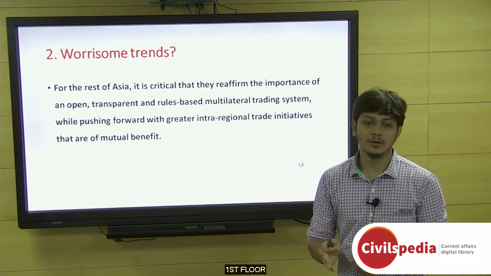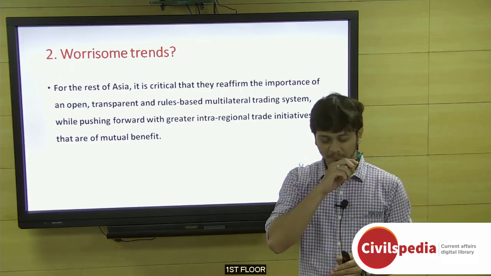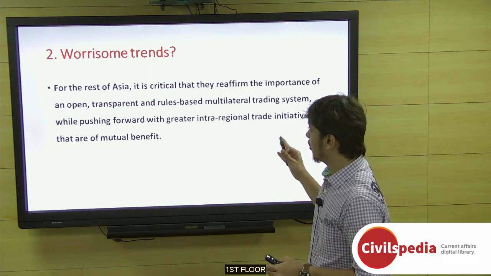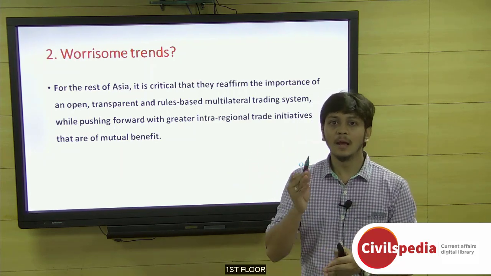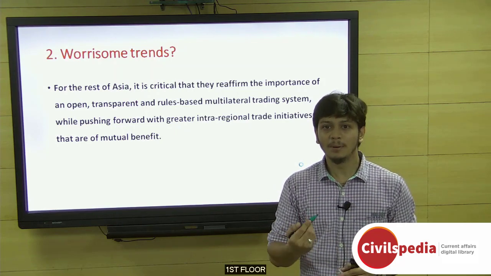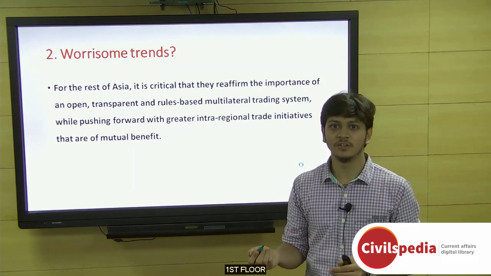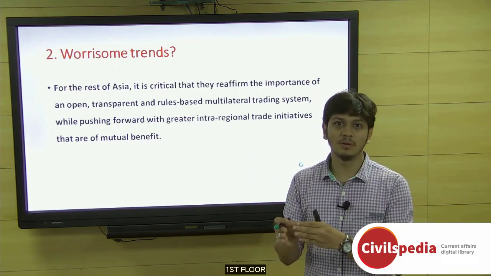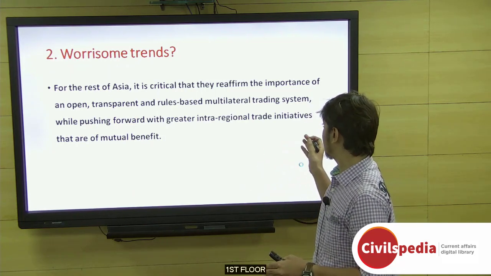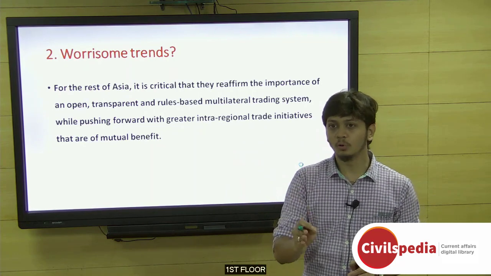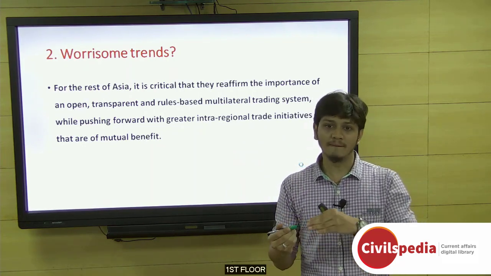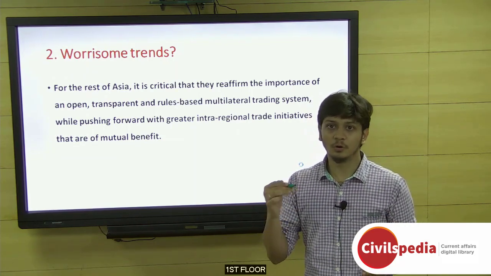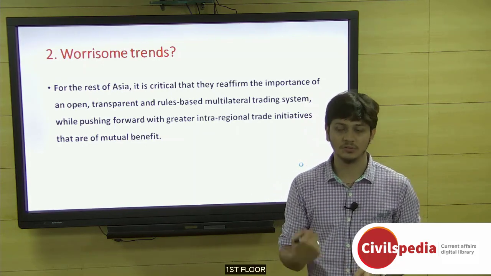So for the rest of India, what can we do? It is critical that they reaffirm the importance of an open, transparent and rule-based multilateral trading organization. This is a very important thing. We have already seen this in ASEAN, which is growing in the region, but ASEAN is limited to only 10 nations in the Southeast Asian region. We already have SAARC, and we have other trading mechanisms. These must ensure an open trading mechanism in this region, while also pushing forward greater intra-regional trade initiatives for mutual benefit. So the solution is that even though we have to call for a rule-based trading mechanism and greater reforms in the WTO, we must also concentrate on regional organizations to improve our own trade regions.